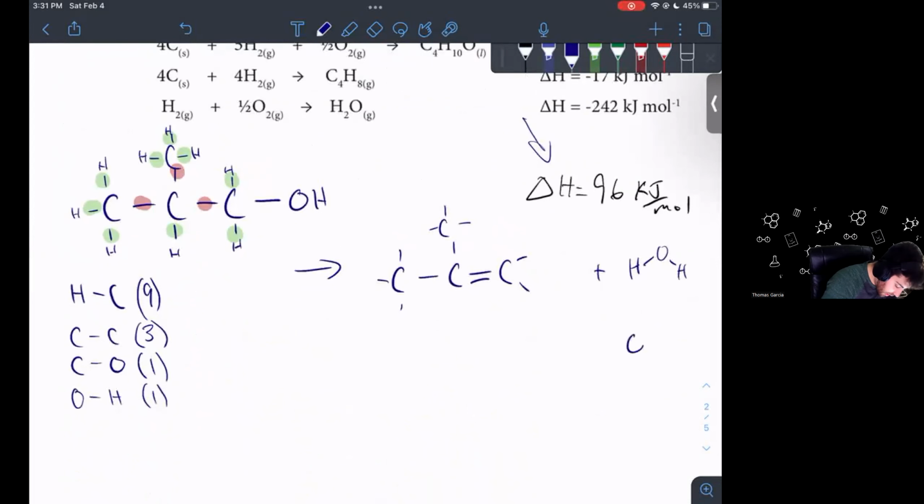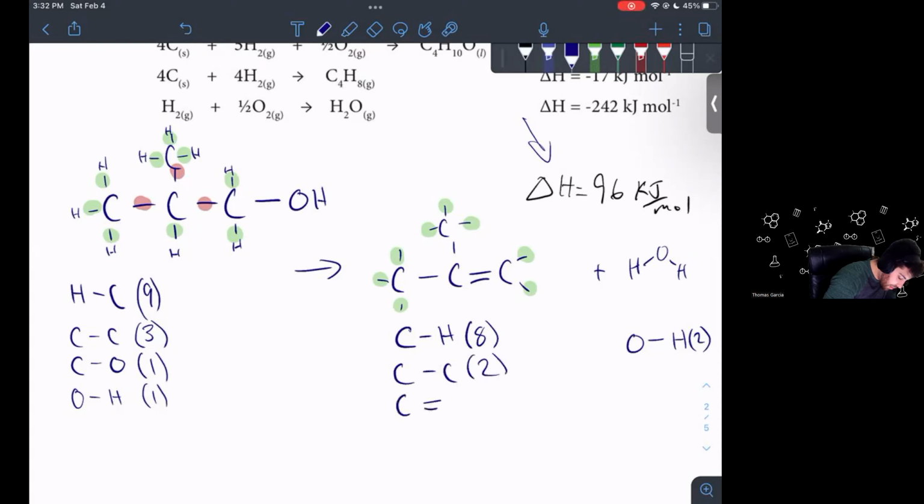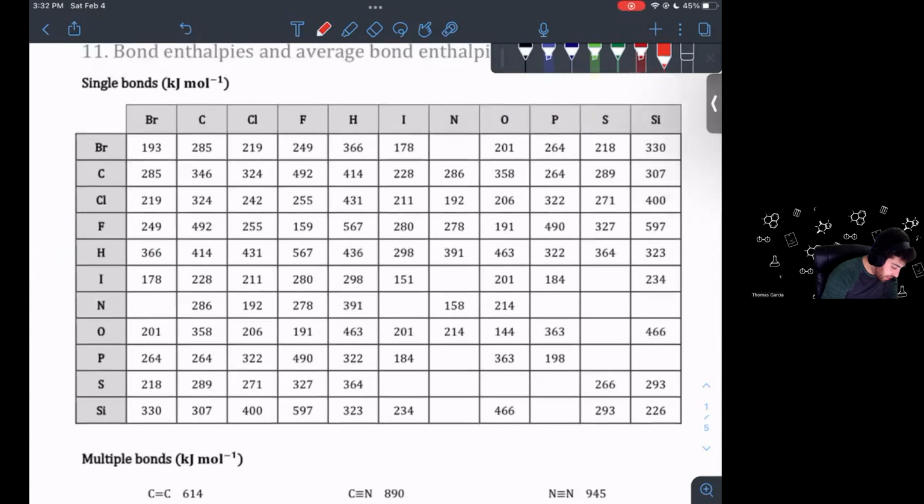So I'm going to look right here. I have O bonded to H. I have 2 of those. I have carbon bonded to hydrogen. I have 1, 2, 3, 4, 5, 6, 7, 8 of those. And I have carbon bonded to carbon. I have 2 of those, and I have carbon double bonded to carbon. I have 1 of those. So now what I'm going to do is find out the values for each of these things. And I'm going to have to come back to my table.